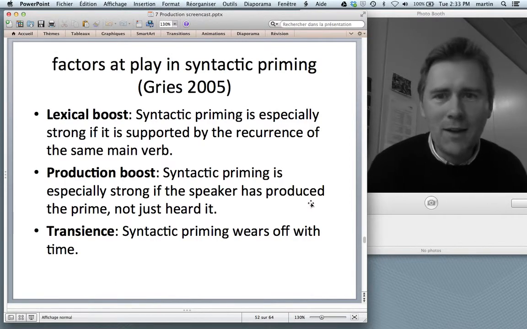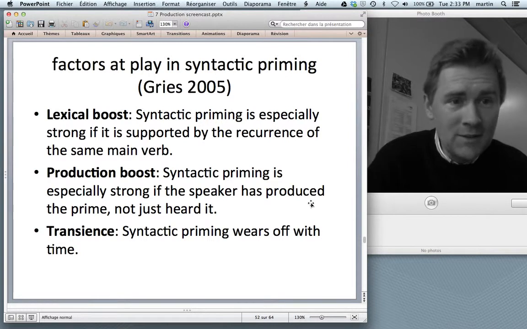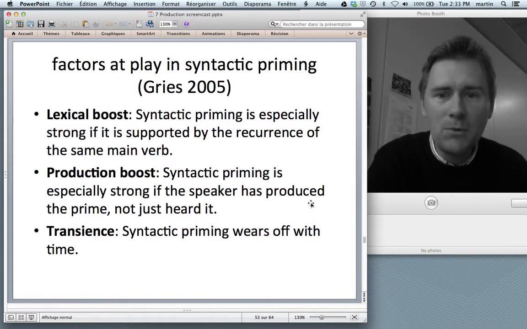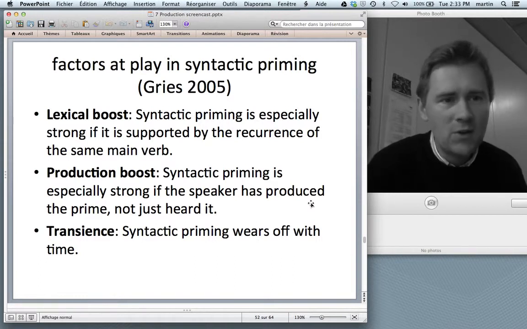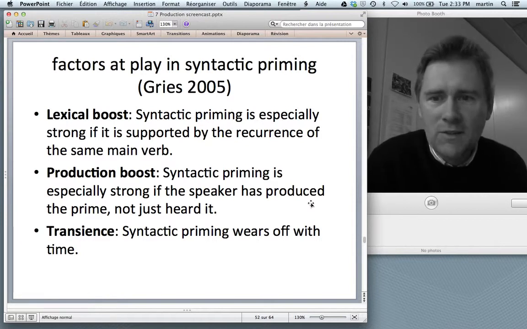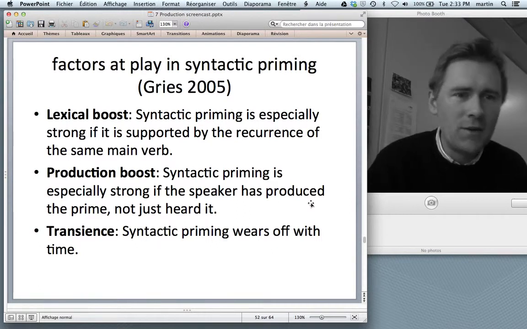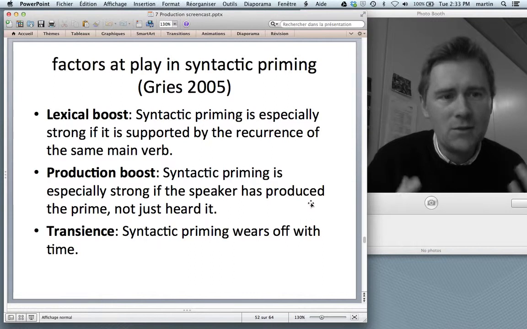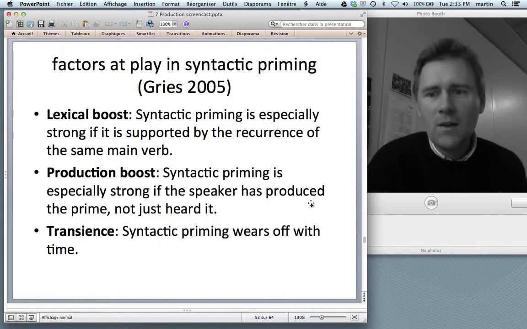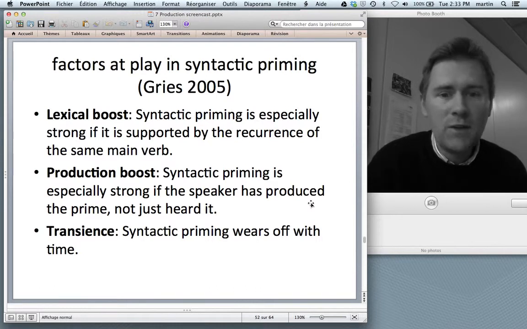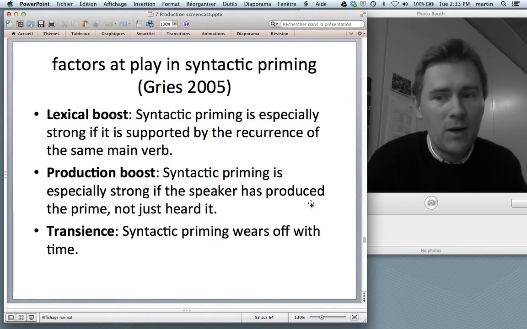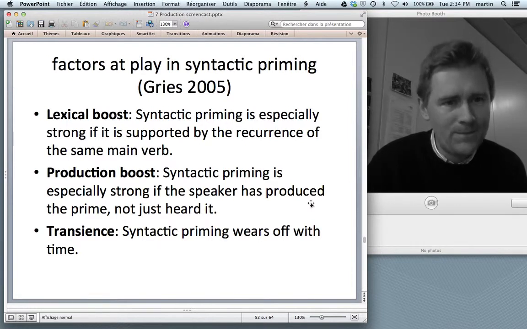And there are different factors at play in syntactic priming. Stefan Gries has written about this also. Benedikt Szmrecsanyi has written about this. There is something called lexical boost. So syntactic priming is especially strong, especially effective, if it is supported by the recurrence of the same main verb. Yeah. So one ditransitive with give, if there's another giving event, then you're very, very likely to reuse the ditransitive with give. There's also a production boost, so syntactic priming is especially strong if the speaker has produced the prime herself or himself, and not just heard it. And then, of course, there is transience, that is, syntactic priming wears off with time.